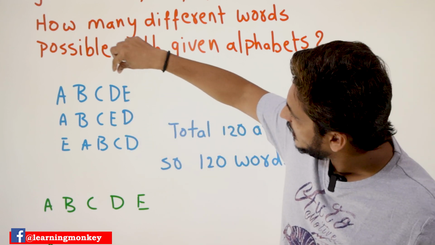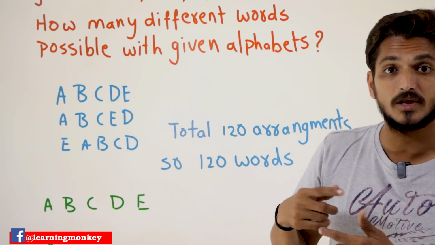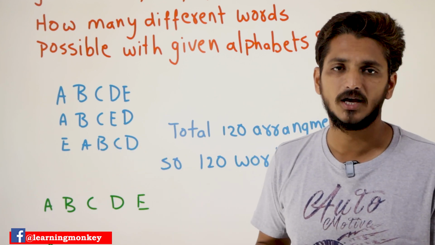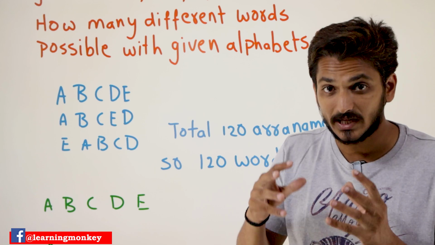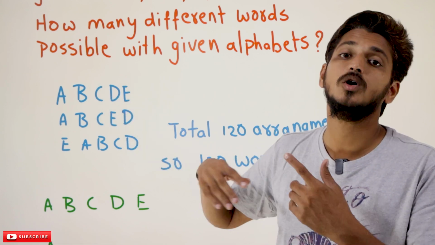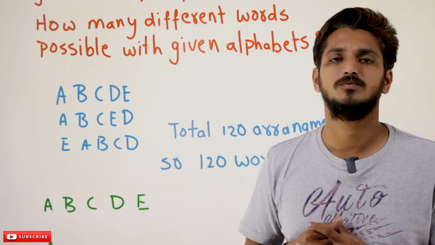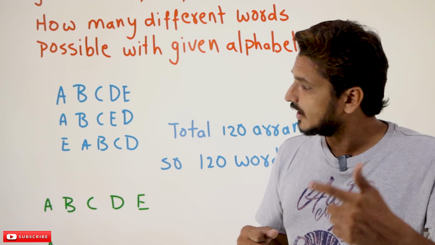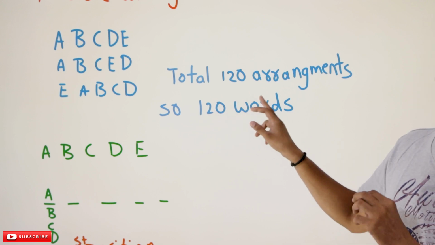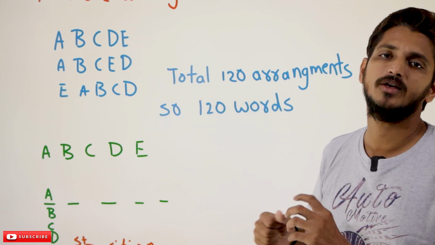You can arrange E in the first position and move A, B, C, D to the right side. This is one more arrangement: E, A, B, C, D. This is one more word you formed by doing arrangements. This is what arrangements mean. How many different ways you can arrange A, B, C, D, E to form different words, that is what permutations means. In total you can do 120 arrangements. That's why we have 120 different words using these 5 alphabets.